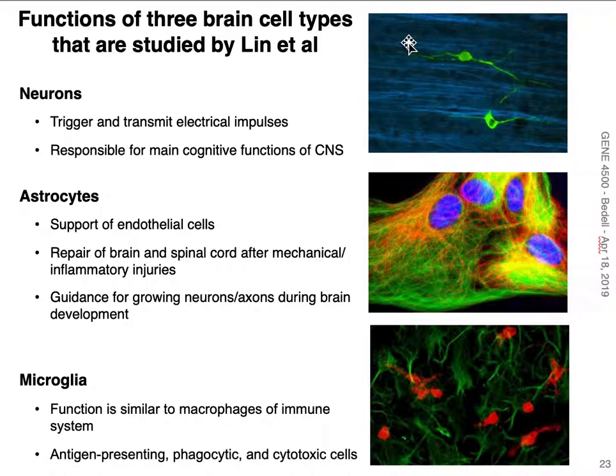They literally do present antigens just like macrophages. They are phagocytic, they will engulf and digest damaged cells, just like macrophages, and cytotoxic, they will kill cells. So I don't think this is the main mechanism for cell death. It's not causing the symptoms in Alzheimer's, but obviously it's contributing to it.